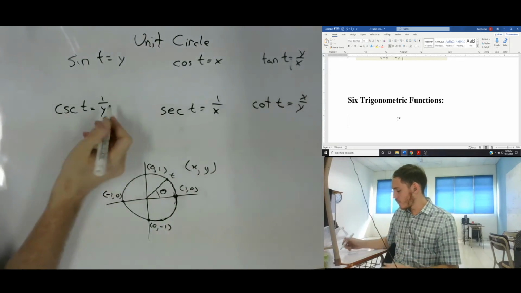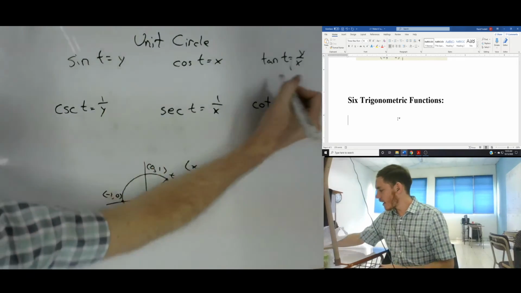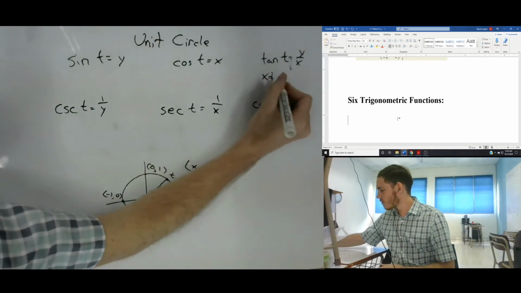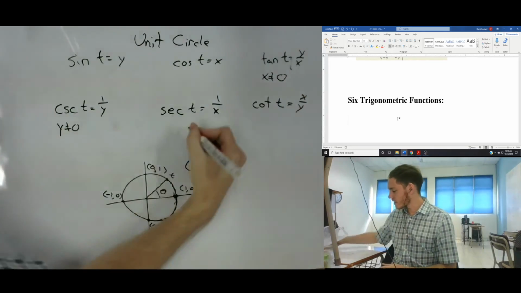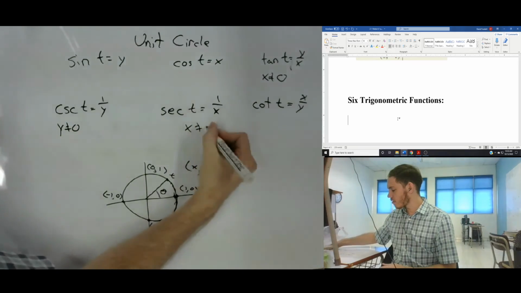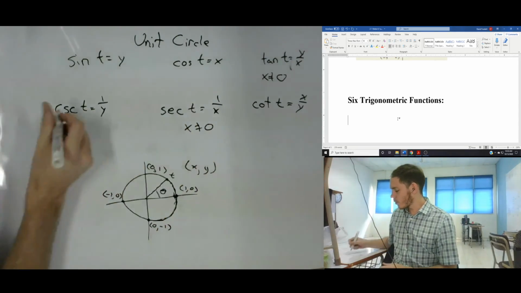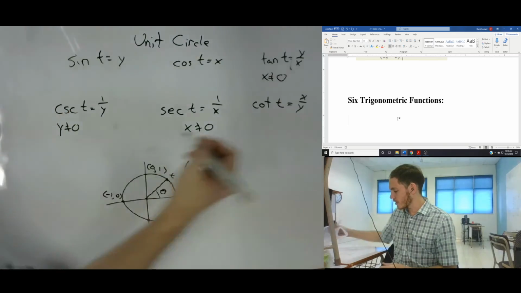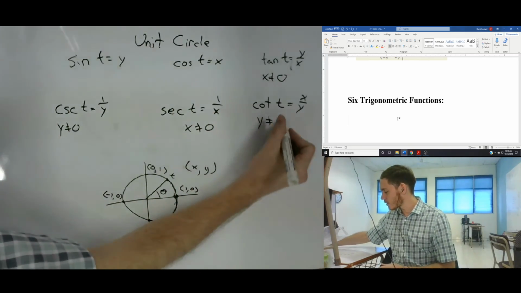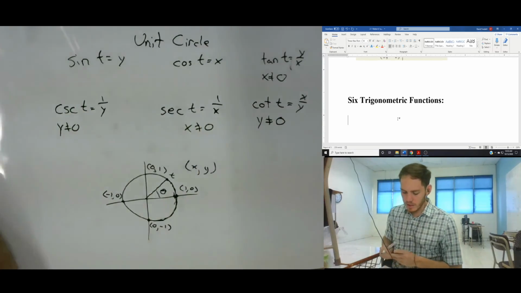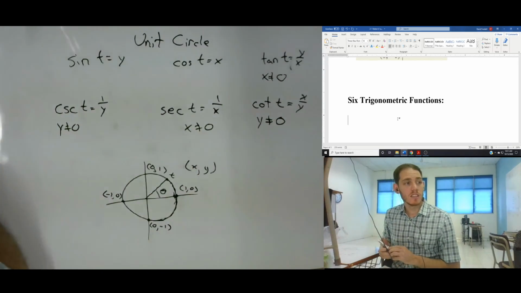Now remember, if we're dividing, x can't equal 0 for tangent, y can't equal 0 for cosecant, x can't equal 0 for secant, and y can't equal 0 for cotangent, okay? So those are our rules, okay?